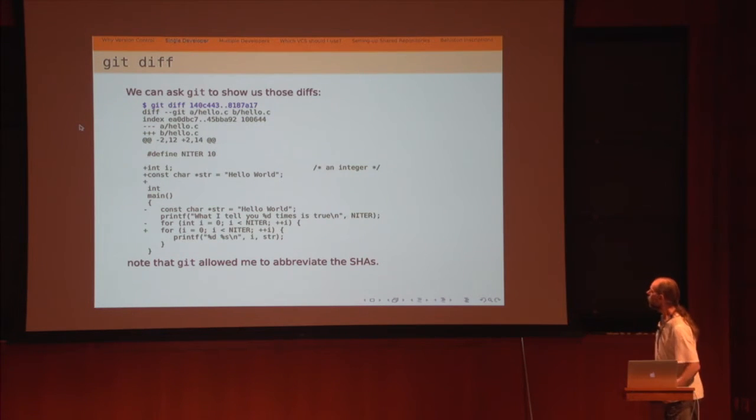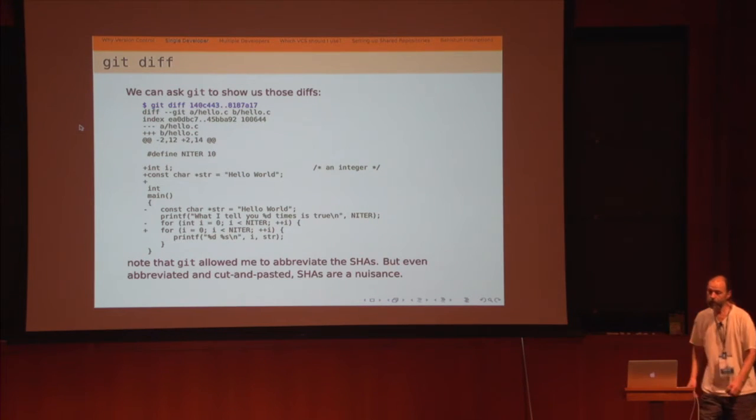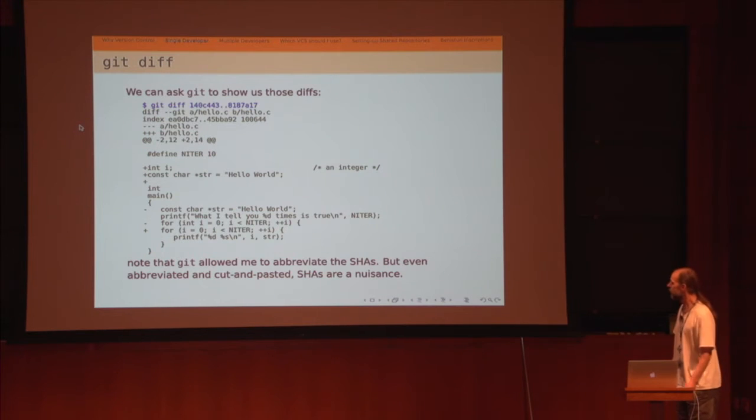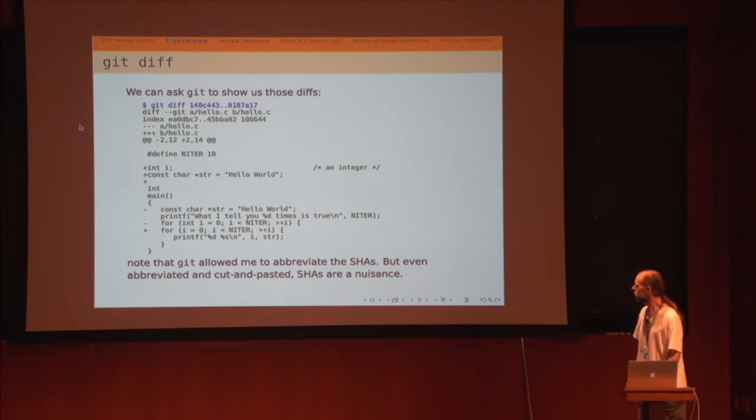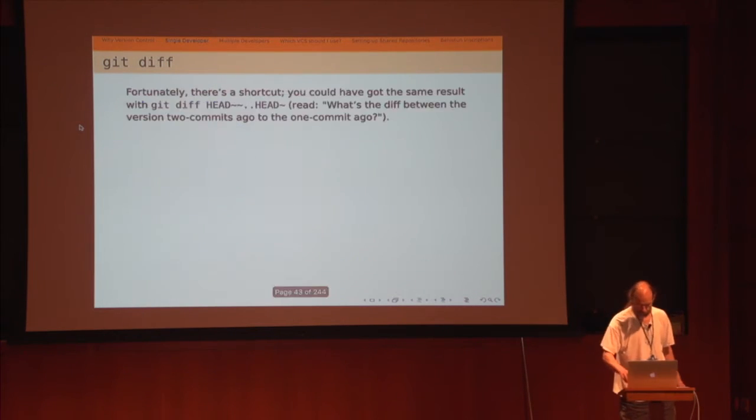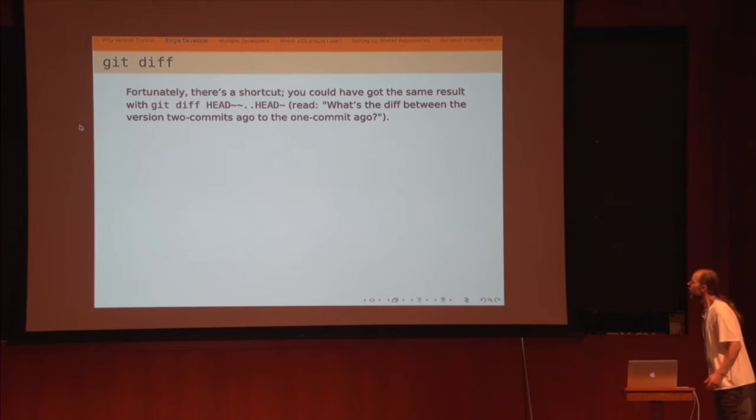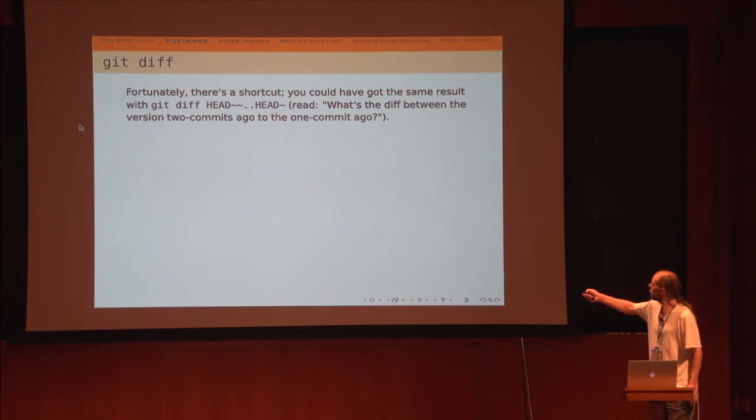Okay, one thing is I didn't have to type out 160 bits, so I could abbreviate this. But even cut and abbreviated and pasted, chars are a nuisance, because even I can't remember those things. So, there's a shortcut. I could have said, show me the difference between the version 2 commits ago, that's what double twiddles means, and the current, and the previous one.